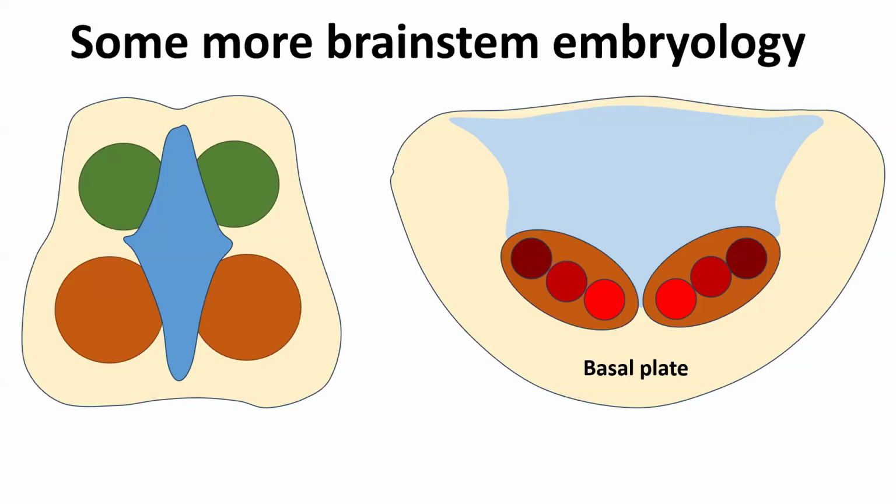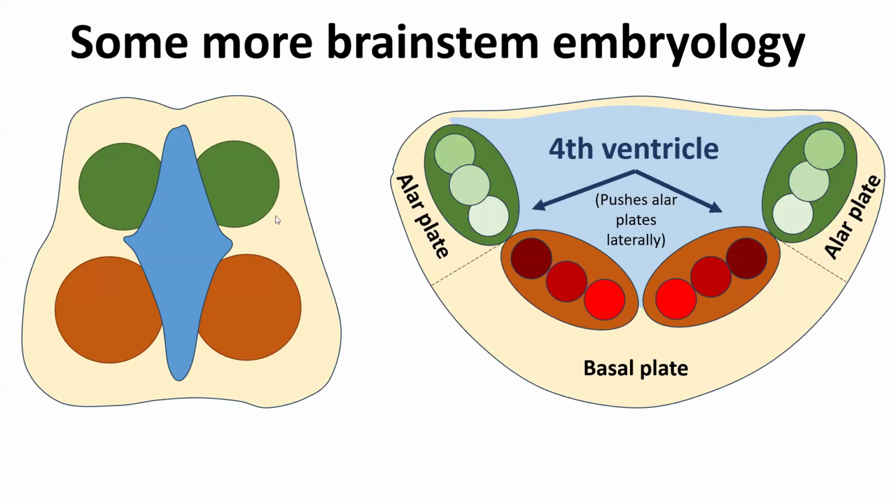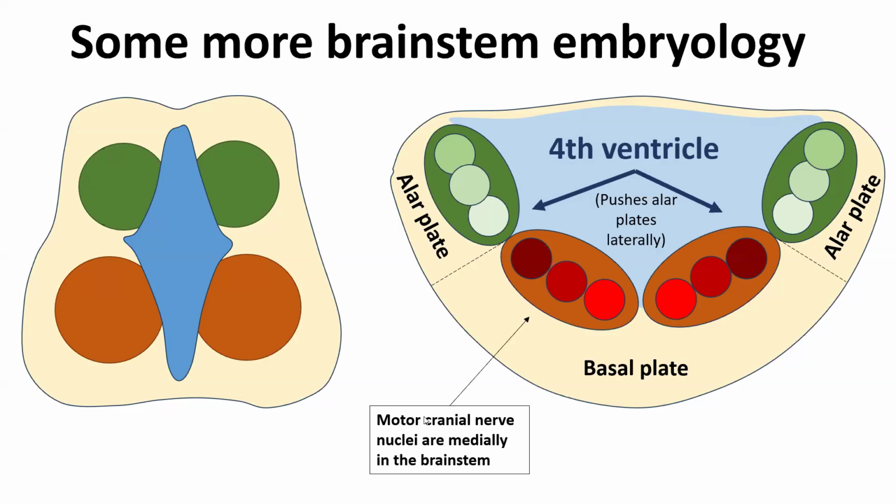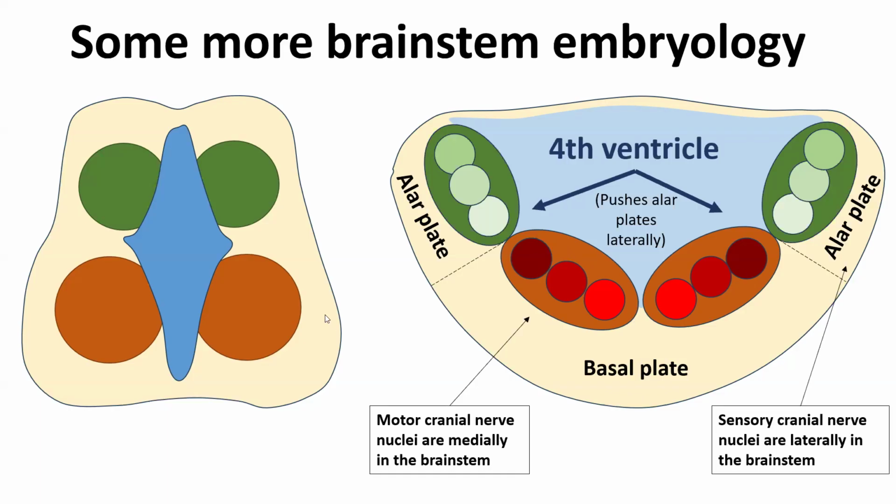What's the difference? For instance, in the brainstem, we have the development of the fourth ventricle, and this changes brainstem anatomy a bit because the developing fourth ventricle pushes the alar plates more laterally. So the alar plates are located more laterally rather than posteriorly compared to the spinal cord and the brainstem. This means that the motor cranial nerve nuclei will be located medially in the brainstem, and the sensory cranial nerve nuclei will be located laterally in the brainstem.